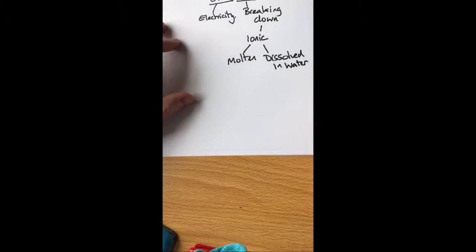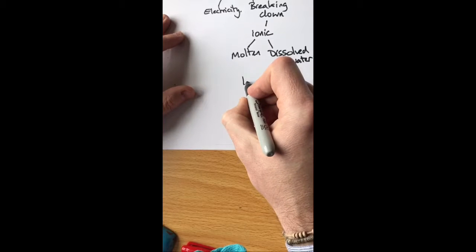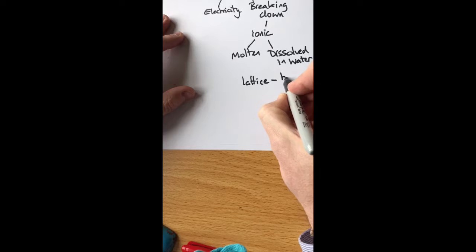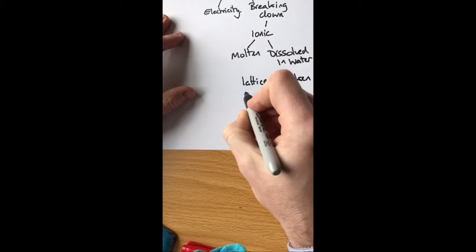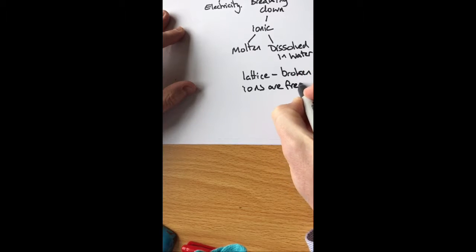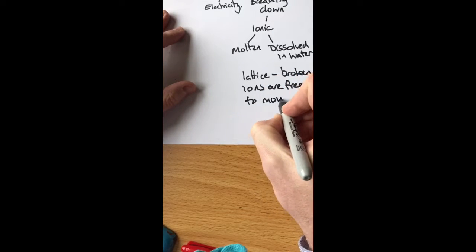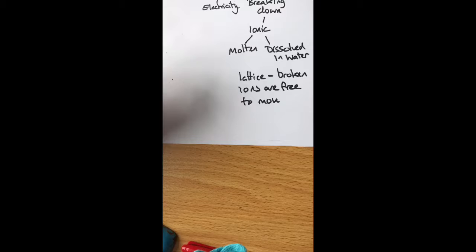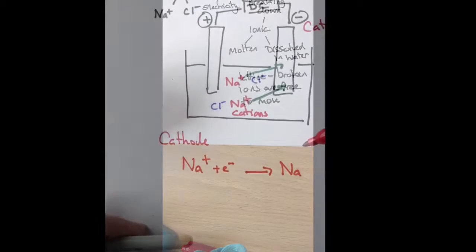And hopefully you've identified the fact that the ionic lattice has to be broken so that the ions are free to move. Okay, so the lattice has to be broken so the ions are free to move about, and that means that they can move towards the anode or the cathode inside the electrolyte, which is the substance where the ions are able to move about in. Okay, first bit done.